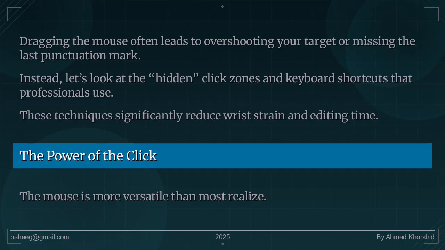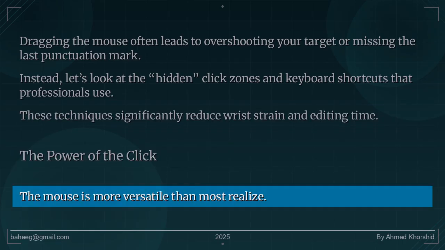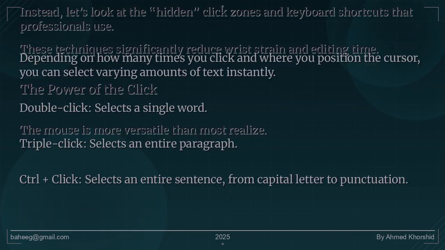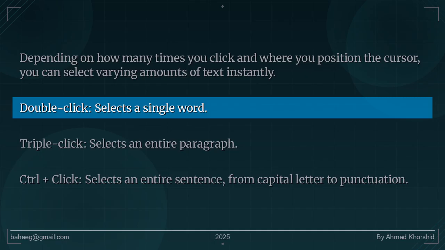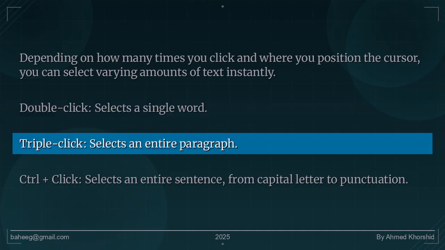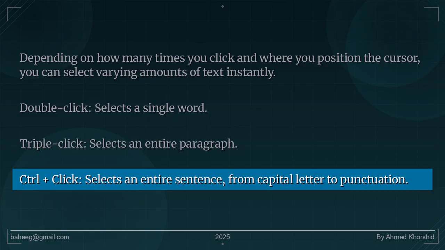The power of the click. The mouse is more versatile than most realize. Depending on how many times you click and where you position the cursor, you can select varying amounts of text instantly. Double-click selects a single word. Triple-click selects an entire paragraph. Control+click selects an entire sentence, from capital letter to punctuation.